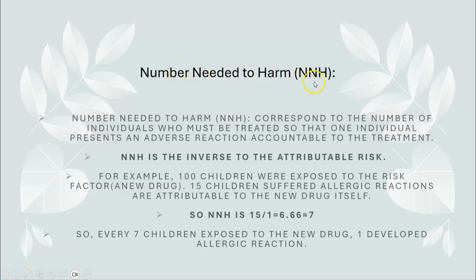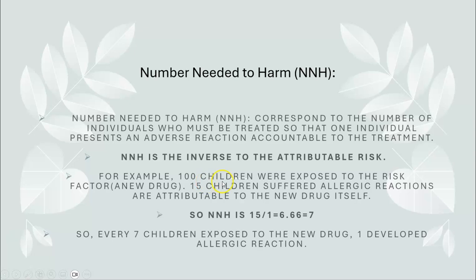Next one is number needed to harm. Number needed to harm corresponds to the number of individuals who must be treated so that one individual presents an adverse reaction attributable to the treatment. This is the definition. Number needed to harm is the inverse of the attributable risk. If we calculate the attributable risk, as we did in the cohort study in the previous slides, then number needed to harm is just the reverse of that.